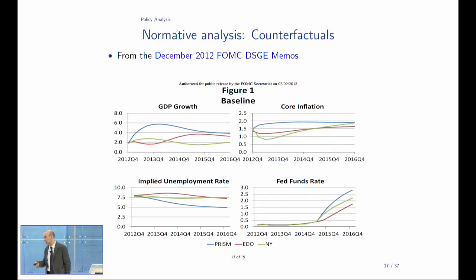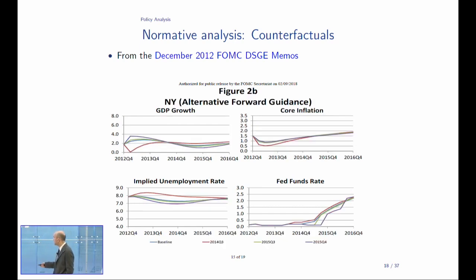we do normative analysis, and this is from a December 2012 FOMC memo. Those are just forecasts for 4 variables from our model, which is in green, as well as 2 other models, PRISM, which is from the Philly Fed, and EDO, which is from the Board of Governors. And then in that memo, we did a bunch of counterfactuals. So this is from the New York Fed. Now the colors are for different counterfactuals, depending; those were the days of the forward guidance, if you remember.